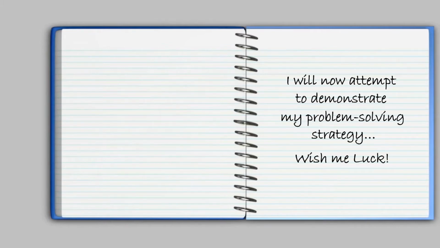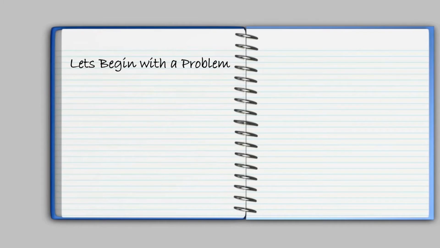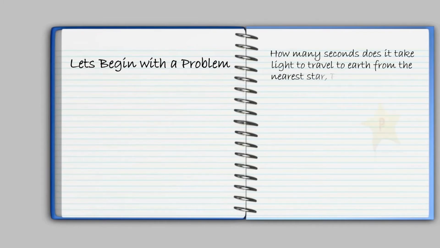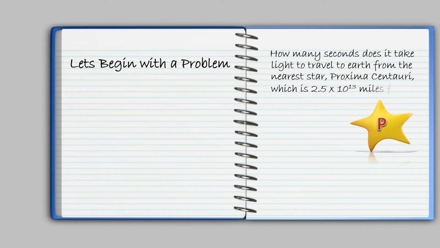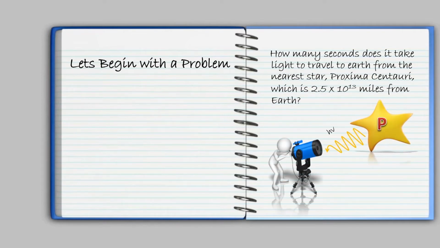In the first part of this video, I'm going to demonstrate a problem-solving strategy I use and then condense all the steps of the strategy in a review slide at the end. We begin with the problem statement or question. Now here's a problem that I found on the web. How many seconds does it take light to travel to Earth from the nearest star, Proxima Centauri, which is 2.5 times 10 to the power of 13 miles from Earth?